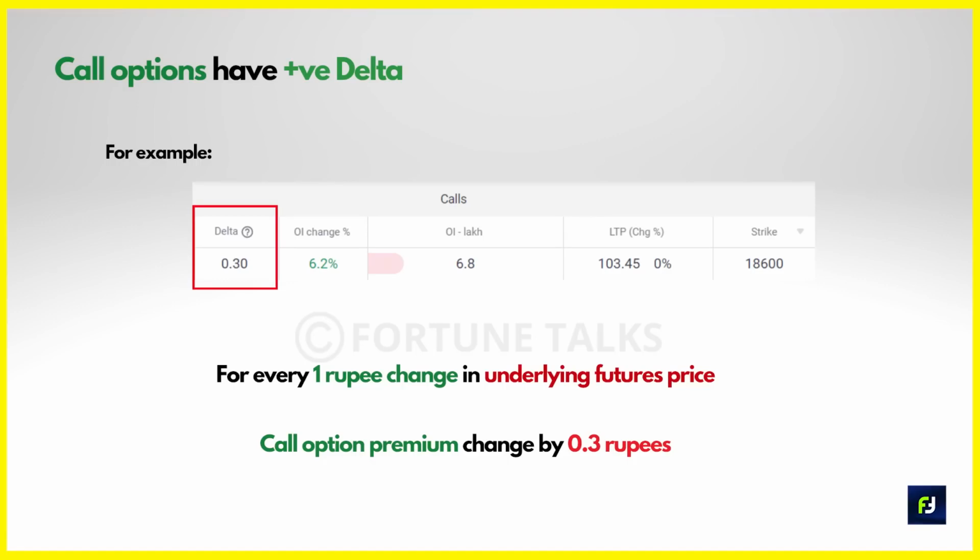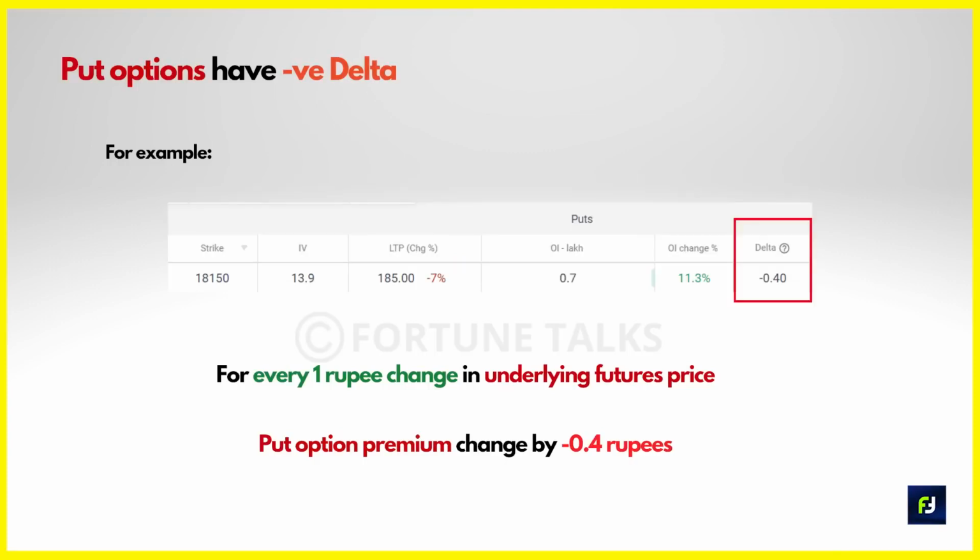For example, a call option with a delta of 0.3 indicates that for every 1 point gain or loss in the underlying, the call option premium gains or loses 0.3 points. On the opposite, put options have a negative delta. So a put option with a delta of -0.4 indicates that for every 1 point gain or loss in the underlying, the put option premium gains or loses 0.4 points.